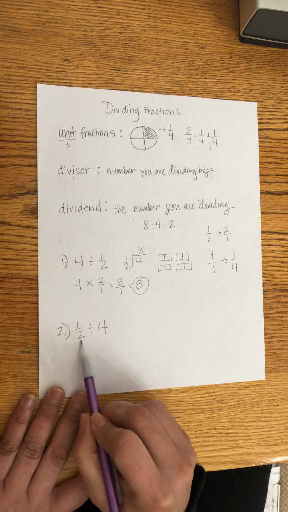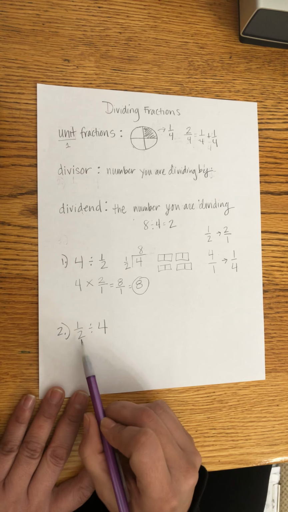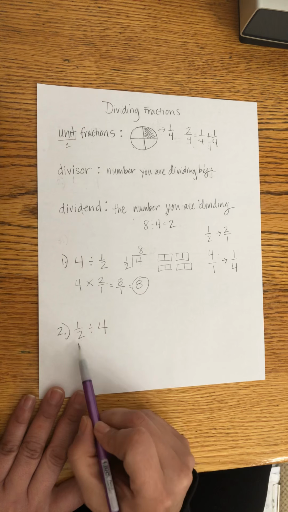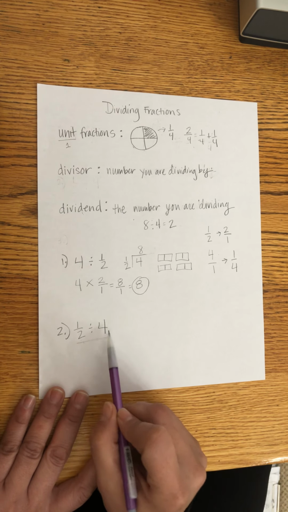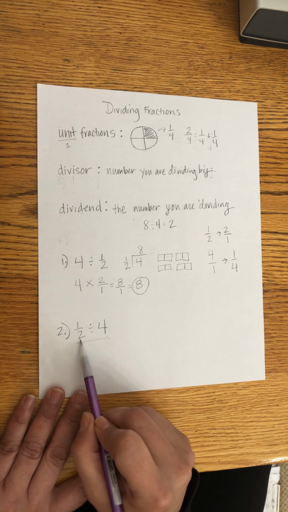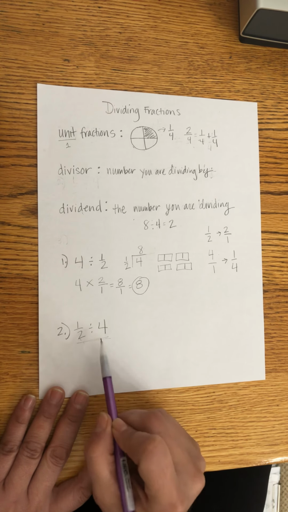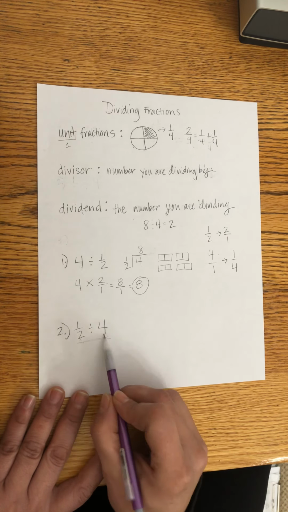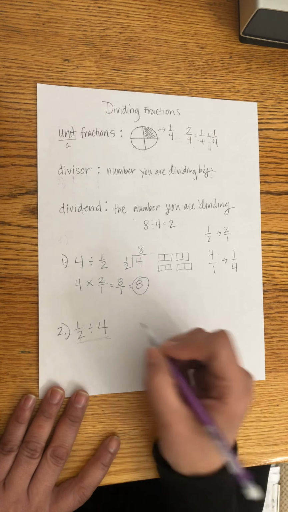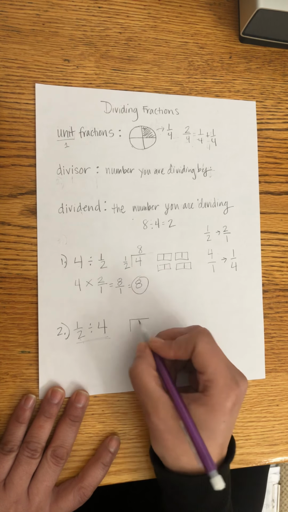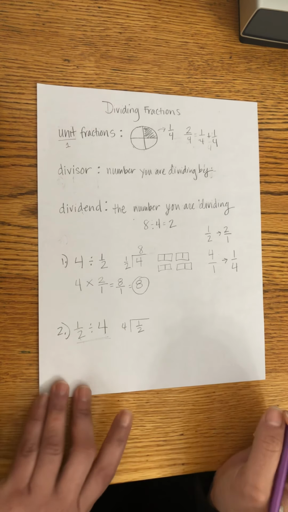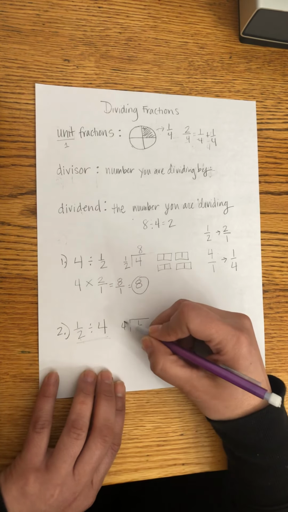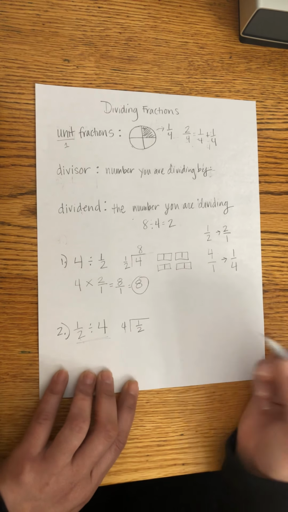All right, let's take a look at this one. It's saying 1/2 divided by 4. How many times can I break 1/2 into 4 pieces? Or what would my answer be if I took 1/2 and broke it into 4 pieces? It would look like this if you drew your bracket: 1/2 divided by 4. Now that looks pretty hard. I'm not quite sure how to do that, so let's draw out a picture.